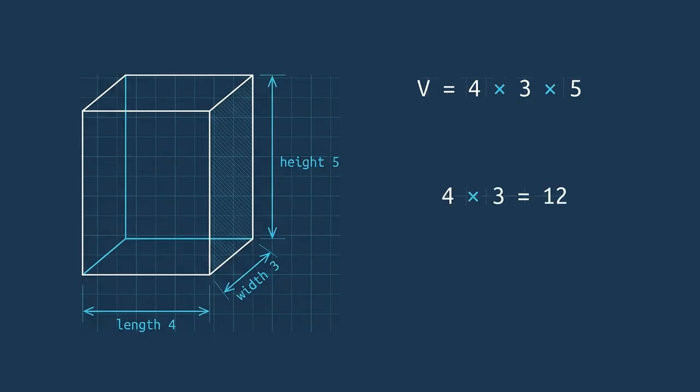4 times 3 equals 12. Then 12 times 5 equals 60. The volume is 60 cubic units.